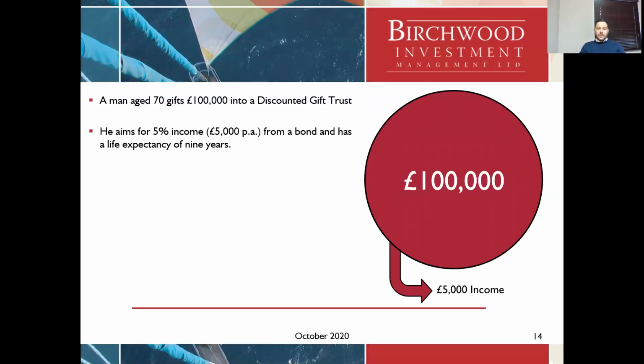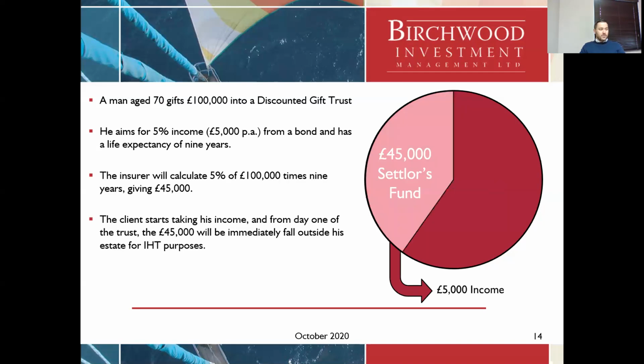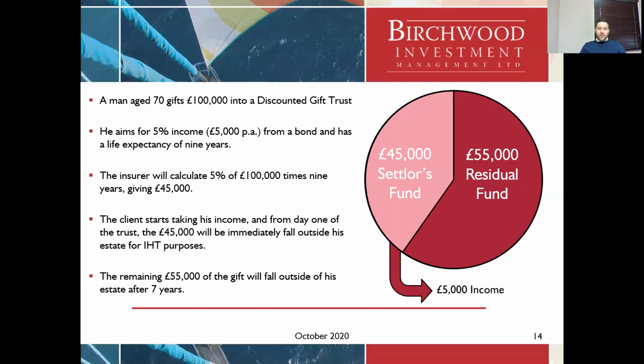This means the 5% income is multiplied by 9 years, giving a total discount of £45,000. The client starts taking his income from the fund, and £45,000 immediately falls outside of his estate for inheritance tax purposes. The remaining £55,000 of the gift will fall outside of the estate in 7 years. So hopefully that does bring everything to life for you.